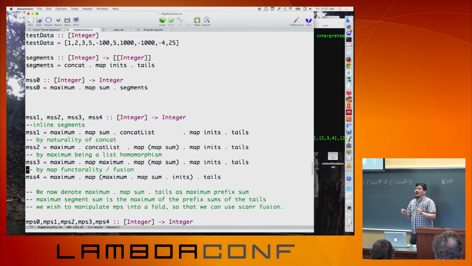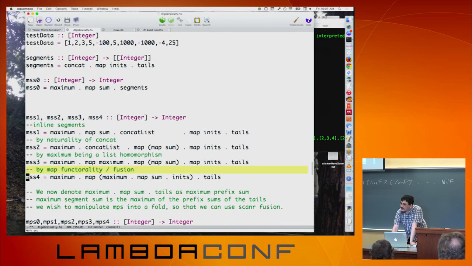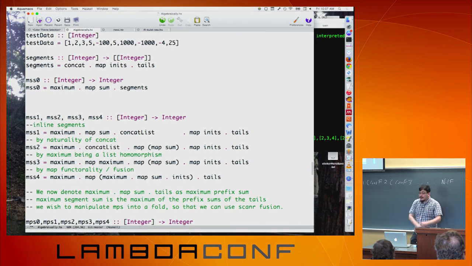The maximum of the maximums is, how would we say that? The maximum of the concatenation is the maximum of the maximum, something like that. That's maybe not quite as mostly dual as we'd like, but that's the claim. And now we apply map fusion. We take map maximum and map sum, and we shove them onto a single map. And now we have another function that looks almost as elegant as the first one, but slightly different. Maximum . map of something else, not sum anymore, . tails, right?